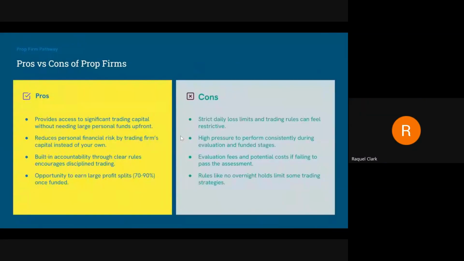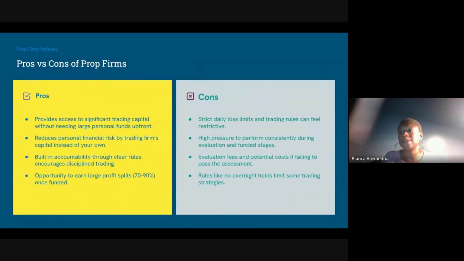Okay. And some of the pros and cons are as stated here. You absolutely will have access to more capital, so you don't have to invest as much of your own money. And then some of the cons are some of the rules that I just stated.